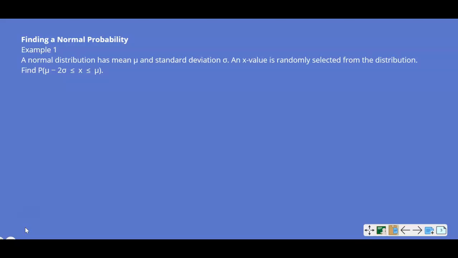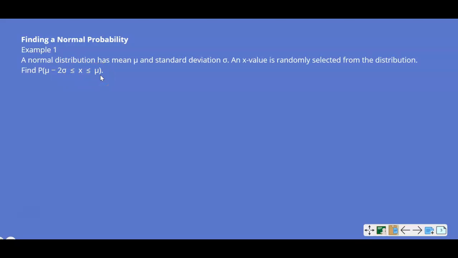Example 1, finding a normal probability. A normal distribution has a mean and a standard deviation. An x value is randomly selected from the distribution. Find the probability that x falls between negative 2 standard deviations and the mean. All right, so this is minus 2 standard deviations of the mean, and this is the mean.